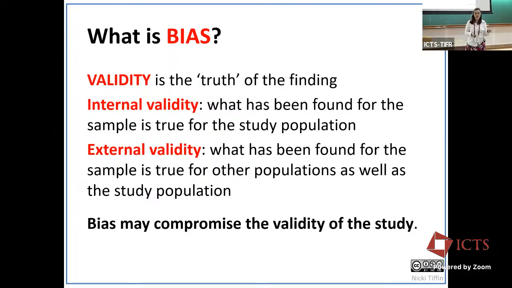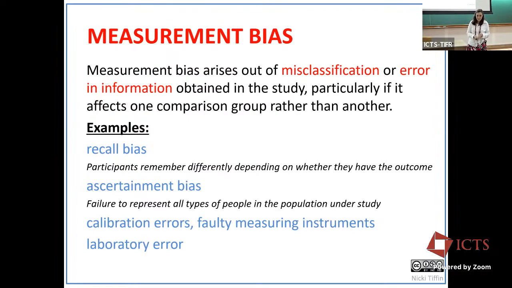But bias may compromise the validity of the study. So it makes it difficult to take the results of the study and say that they're applicable in the wider population. Are there different types of bias? There are names that are given to different types of bias. There's measurement bias, which can arise out of misclassifications or error in information obtained in the study, particularly if it affects one comparison group rather than another.